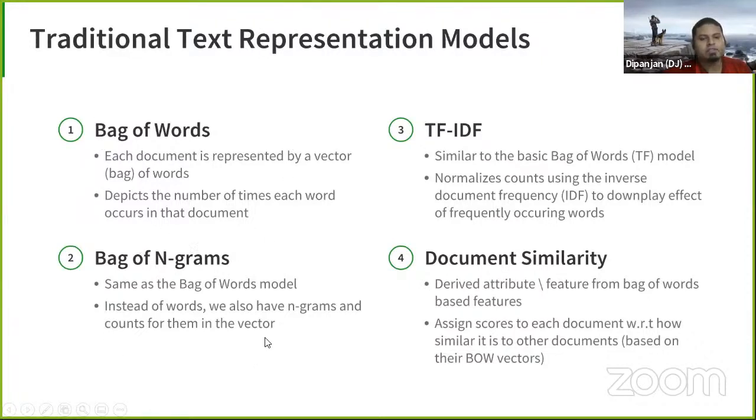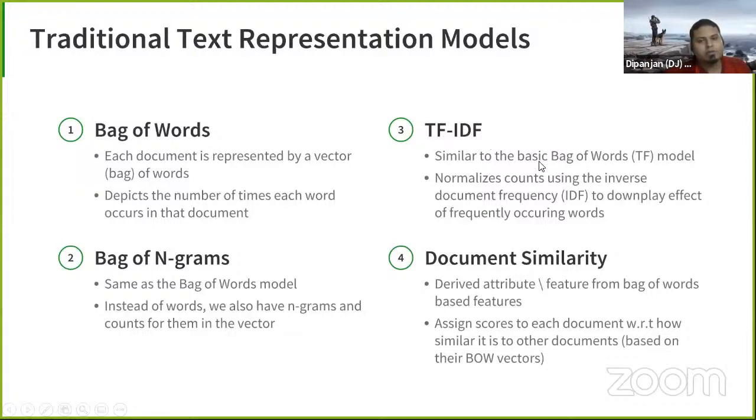The bag of n-grams is similar to the bag of words, where we have a vector of numbers, and the only thing is, instead of just single words, we can also have a collection of words which are occurring in sequence. Like if we have a collection of every 2 words occurring in sequence, that is known as a 2-gram or a bigram model. So in bag of n-grams, we don't have only words, but also a collection of n-grams in the vector representation.